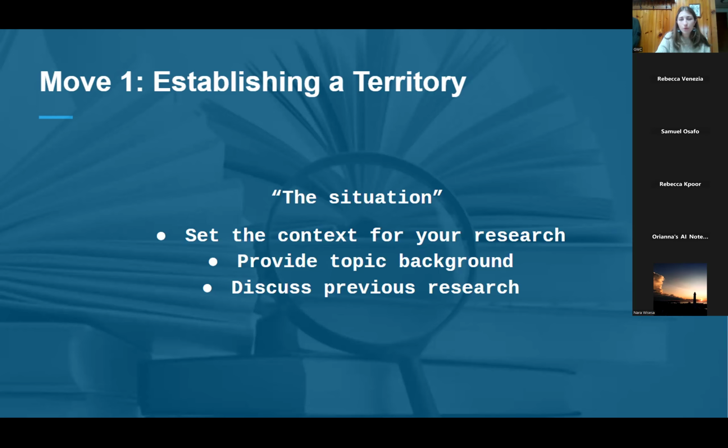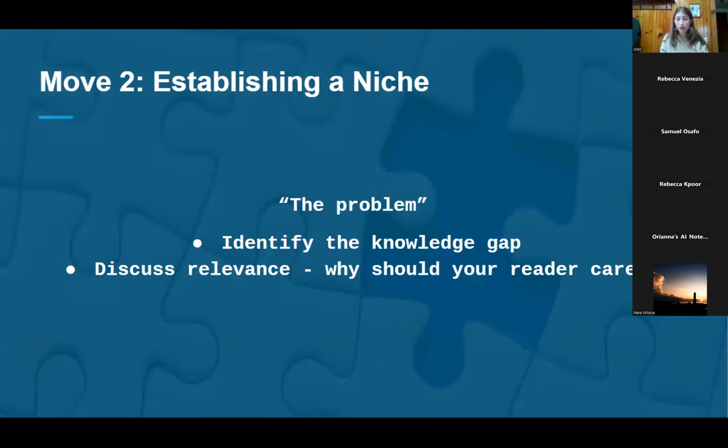But then you move into the problem. This is where you're addressing the outstanding questions in your field. This is the major problem. Specifically, this is where you're identifying a gap in the knowledge in your field. This is really important to set up because it makes it pretty easy for you to show how your research answers that question. This is also a place where you can discuss the relevance, or why your reader should care about what you're presenting here.